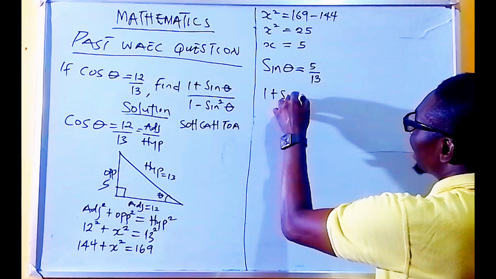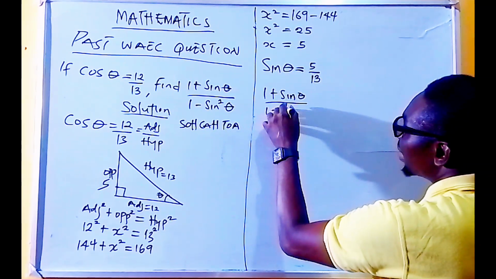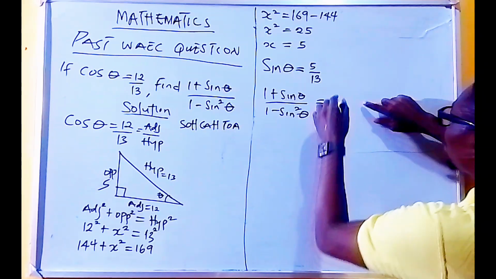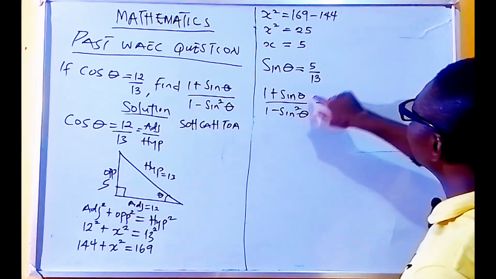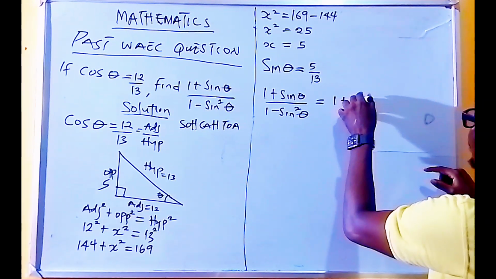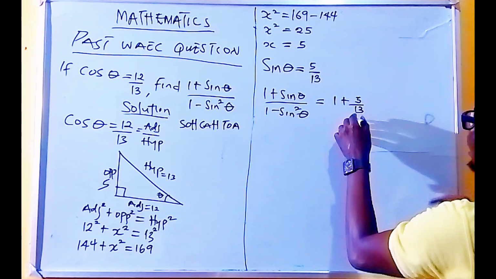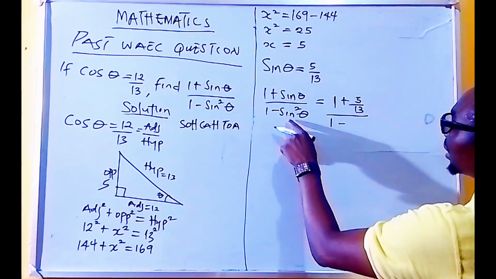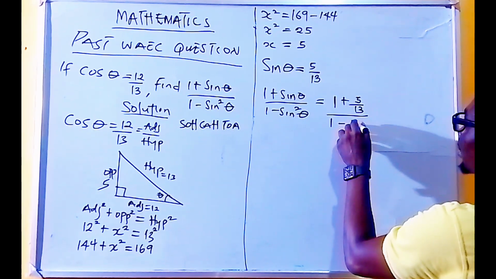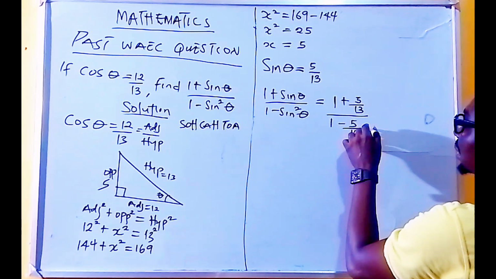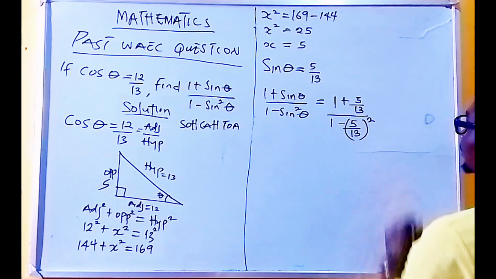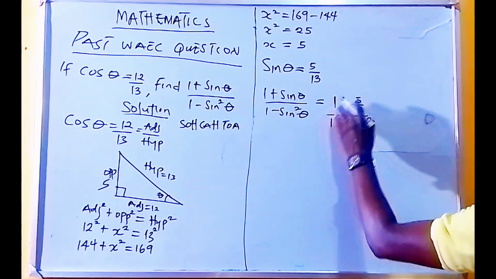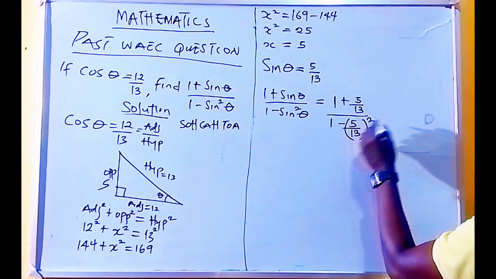So now (1 plus sine theta) over (1 minus sine square theta) is now equal to 1 plus sine theta, which is now 5 over 13, so we have 5 over 13, all over 1 minus sine square theta, which will be (5 over 13) all squared. So here we can simplify this.